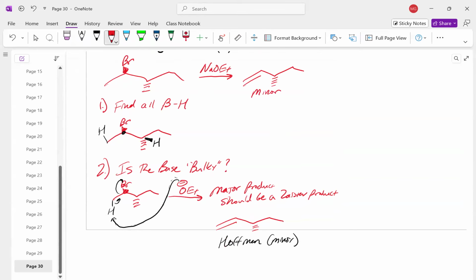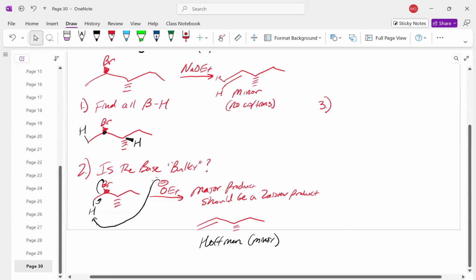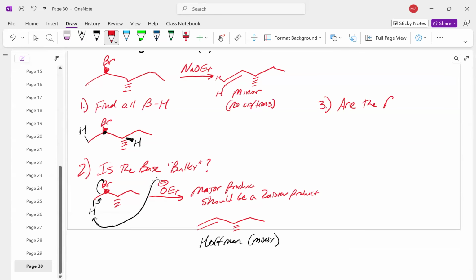Do I need to worry about cis or trans? Not with this product, because since I have two of the same group on one side, there can't be cis or trans isomers possible. Now, the more difficult part to this is, what does our Zaitsev product look like? And this is where you ask yourself another question. Are the beta hydrogen and the leaving group anti-periplanar?